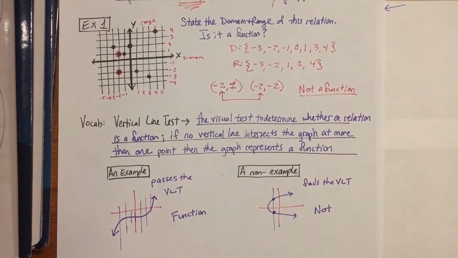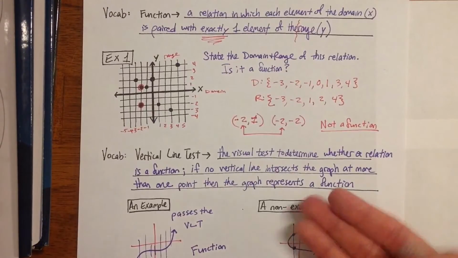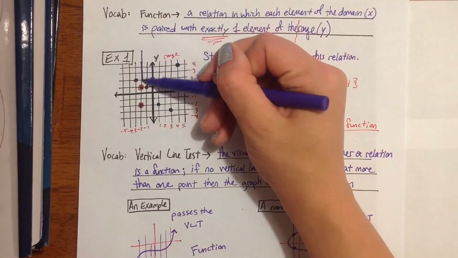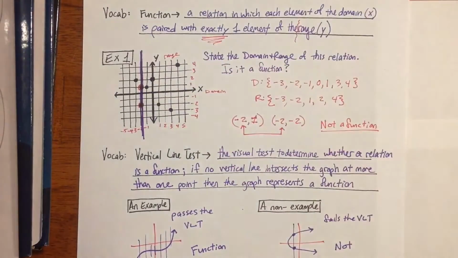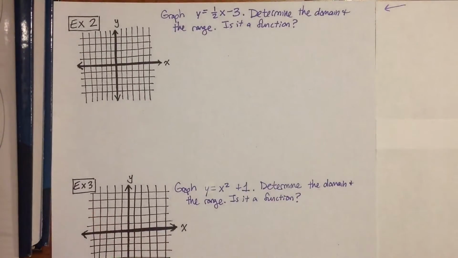There we go. So, for example 1, we could have used the vertical line test. Right here, if I drew my vertical line, I do hit both of those points in the same vertical line, so that's a problem for me. Okay, let's keep going with some more functions. Let's take a look. Page 2. Here we are.